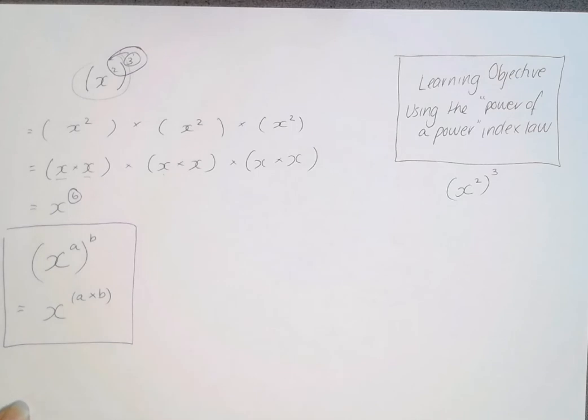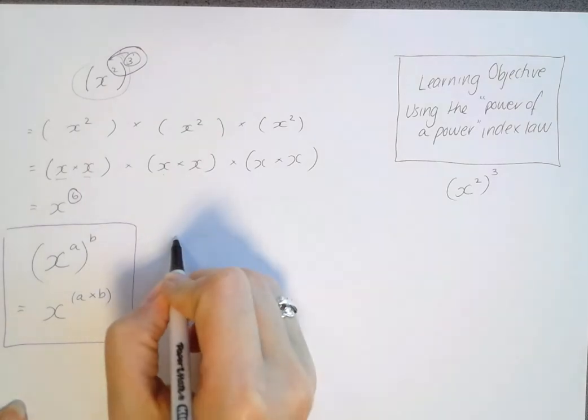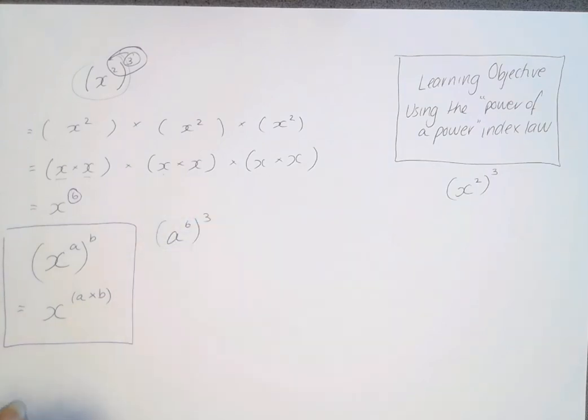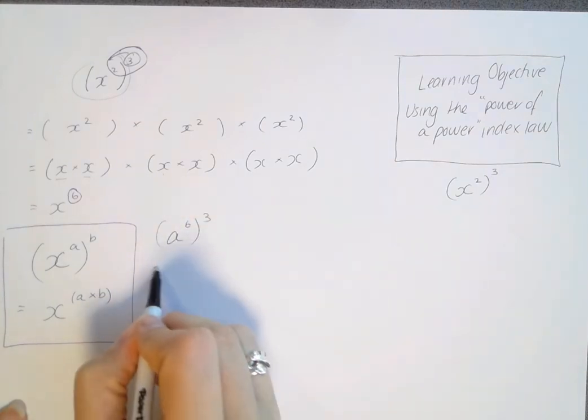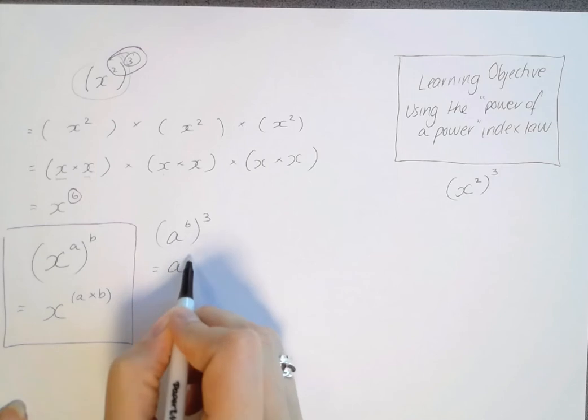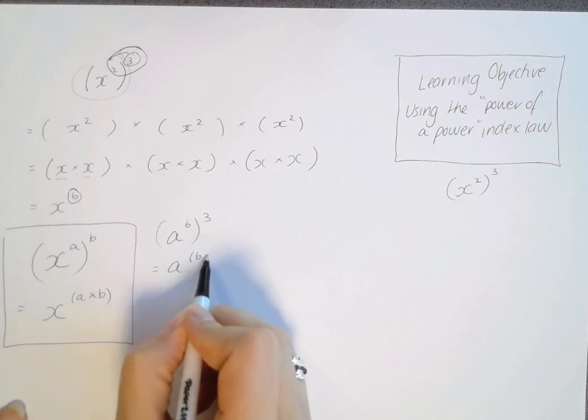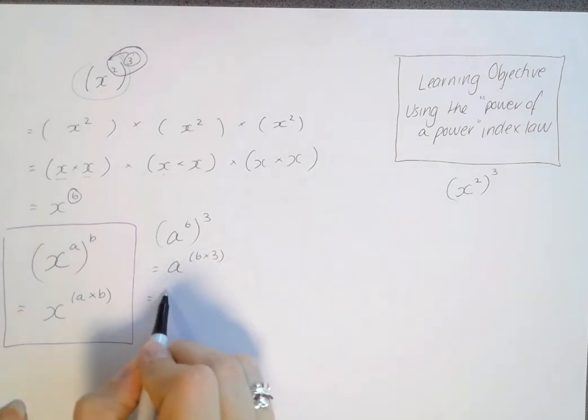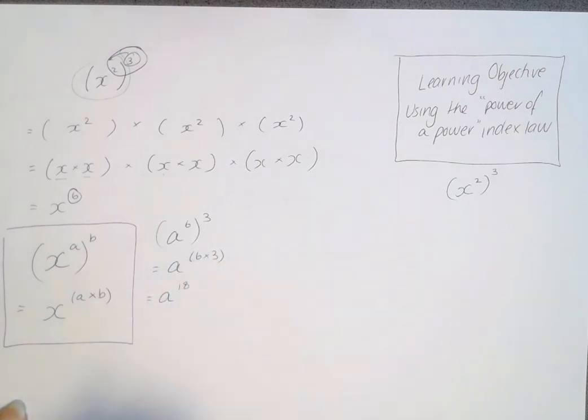Okay, so let's do another practice one of these. Let's go. We've got a to the power of 6 and 3 to the power of outside. So we know that our answer will be a to the power of 6 times 3. We don't have to expand it all out. That's going to take forever. So we're just going to do this, and 6 times 3 is 18. Right? Let's do another one.